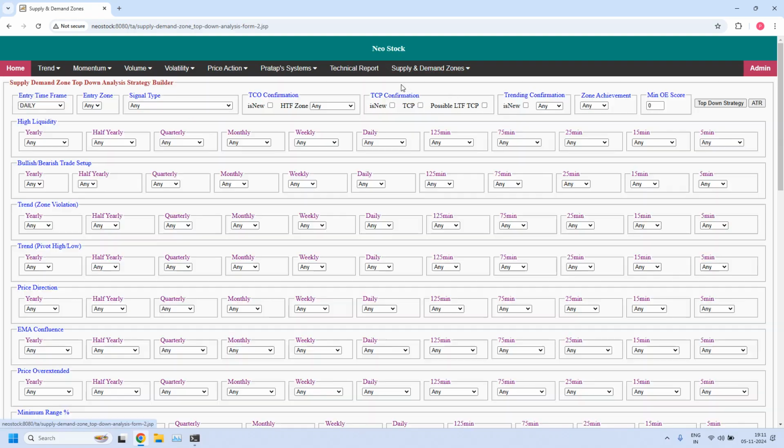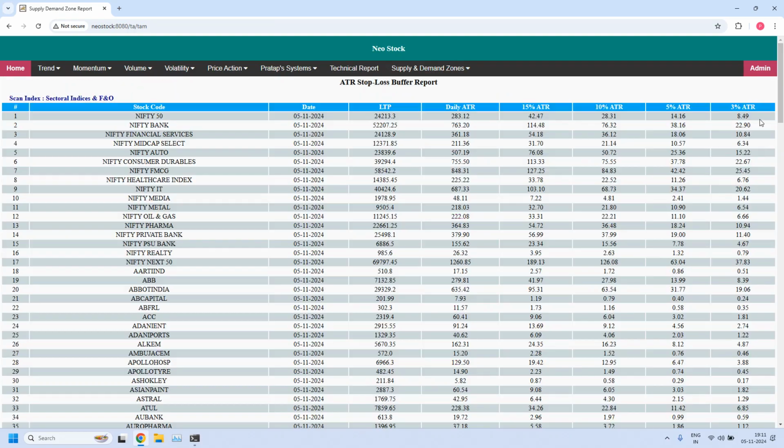So in the final report, let's generate stop buffers based on daily ATR. The first 17 in this list are indices, the remaining are equity stocks. I am scrolling the list down. Whichever stock you want to refer to, please pause the video there and then you can proceed. I am scrolling the list down.